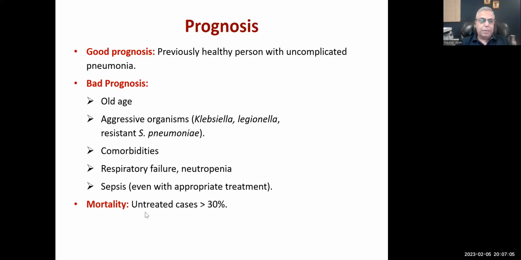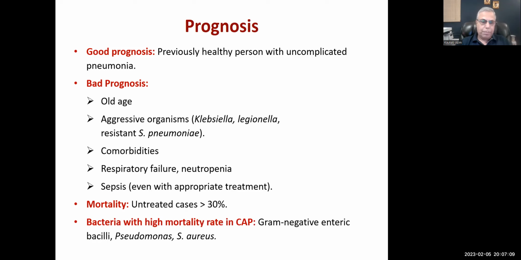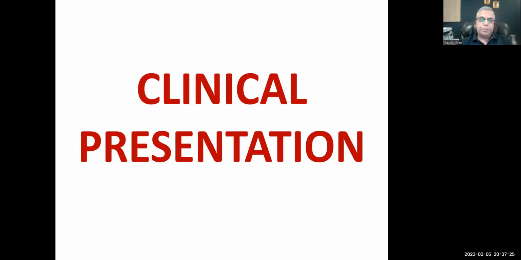In untreated cases, the mortality is 30%, which is quite high. Bacteria with high mortality rate in community-acquired pneumonias: gram-negative enteric bacilli, Pseudomonas, Staph aureus. Okay, so these are the bad ones. They are a bit dangerous. Okay, right. So before we go on to the clinical presentation, we'll take the attendance.